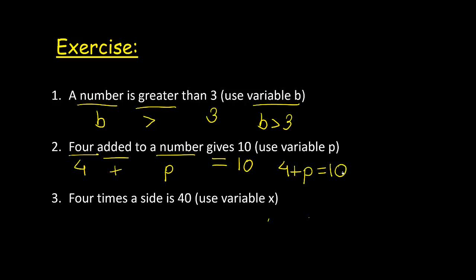Now here we have 4 times a side is 40. Use variable x. 4 times, that means 4 times a side x. So x is 40. 4 times x is equal to 40.